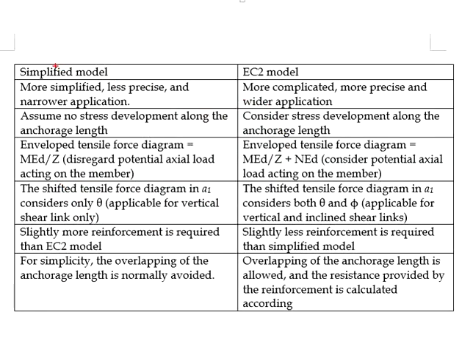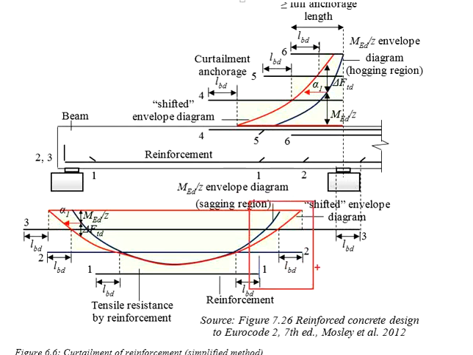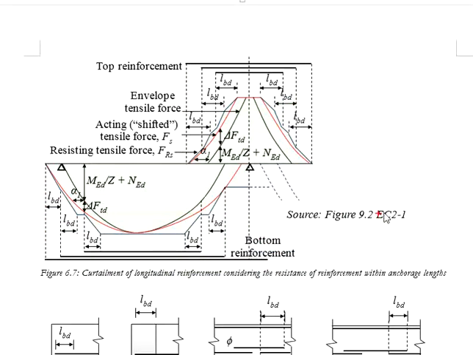Next, another difference between the simplified model and the Eurocode 2 model is the overlapping of the anchorage length. For simplicity, simplified models normally try to avoid overlapping of the anchorage length. Something like this. However, for the Eurocode 2 model, overlapping of the anchorage length of the reinforcement is possible, considering the gradual increase in terms of the stress within the reinforcement along the anchorage length.